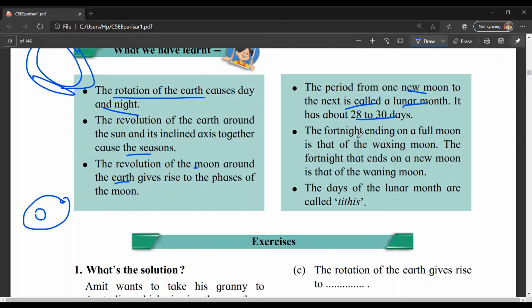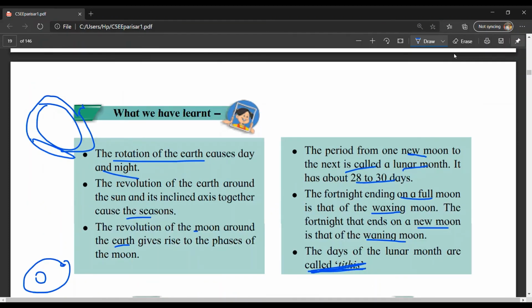The fortnight extending from a new moon up to the full moon is called the waxing moon, and the fortnight from the full moon to the new moon is called the waning moon. And all the days in the lunar month are called tithis. Okay, tithis.